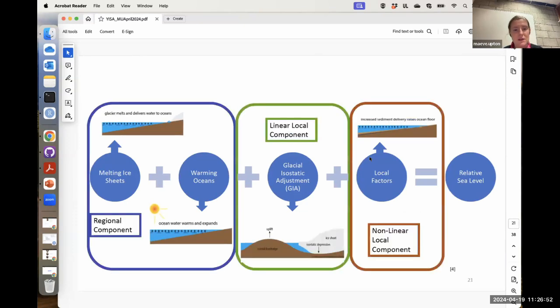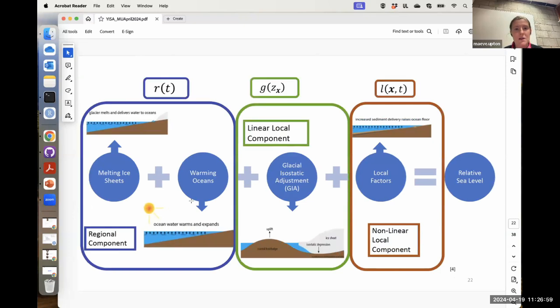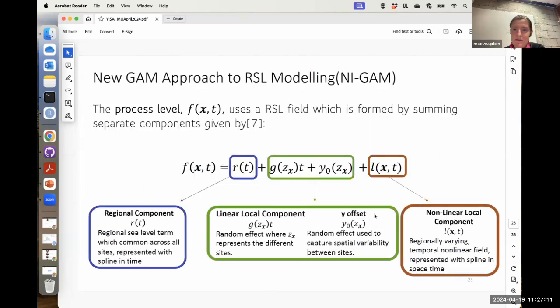So the idea is we're going to separate them out into a regional component, a linear local component, and a non-linear local component. And then we're going to apply some sort of spline in time, a random effect term for the linear local component, and then this spatial temporal spline for the non-linear local component. So our process level for this relative sea level field is going to be these separate components.